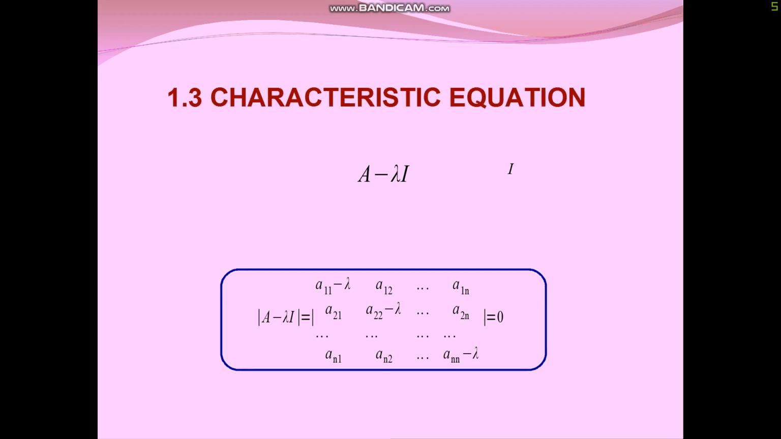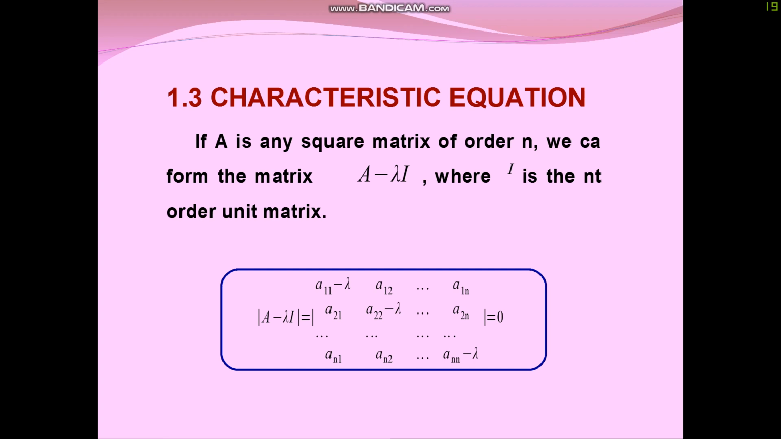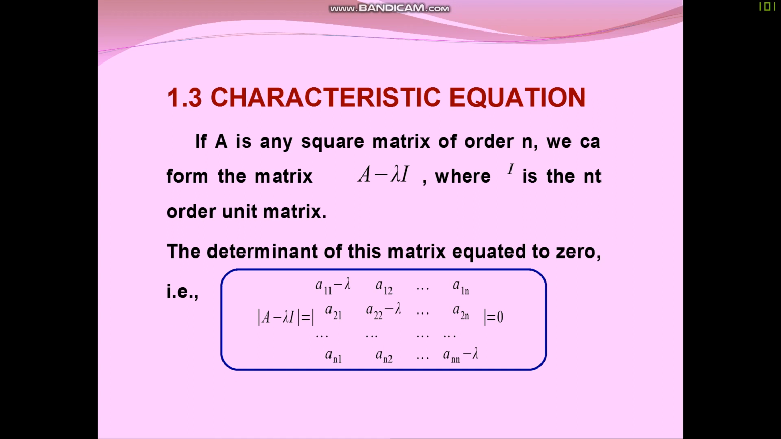The characteristic equation: if A is any square matrix of order n, we can form the matrix A minus lambda I, where I is the unit matrix of order n. The characteristic equation of the matrix is A minus lambda I equal to 0. Subtract lambda from the principal diagonal; the determinant of the matrix is equal to 0.